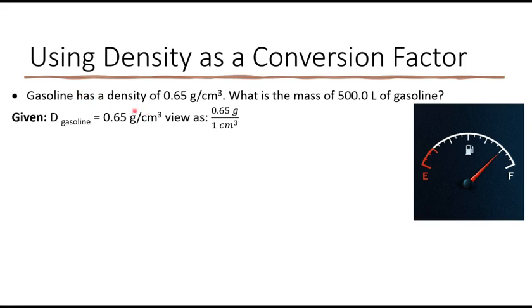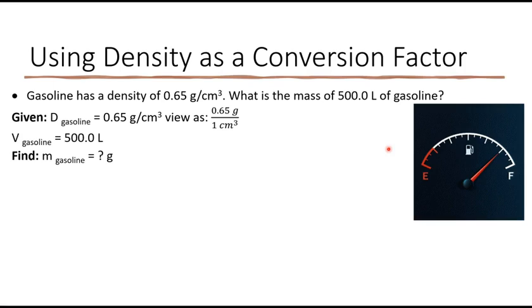Don't forget that we may view this sideways slash as a horizontal line where we have the mass on top and the volume at the bottom. We are also given the volume of gasoline as 500.0 liters. We are trying to find the mass of gasoline, and mass has units of grams because our density unit is in grams per cubic centimeter, so we're going to stop as soon as we hit grams.